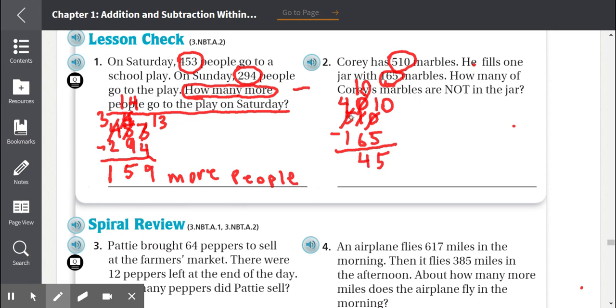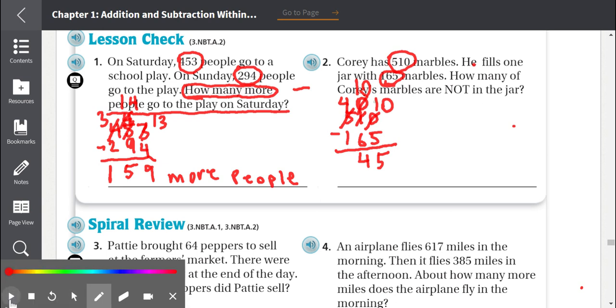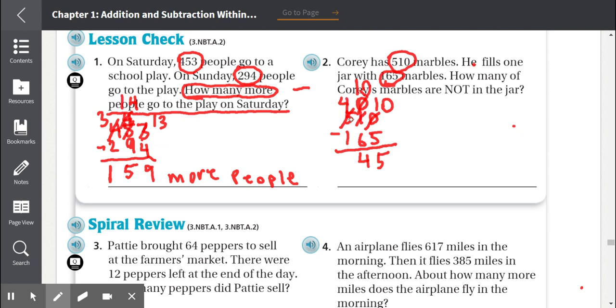Now we subtract the hundreds place. 5 minus 1, it's no longer 5 minus 1. It becomes 4 minus 1 because we borrowed from the 5. 4 minus 1 is 3. Now, how many marbles were not in the jar? 345 marbles.